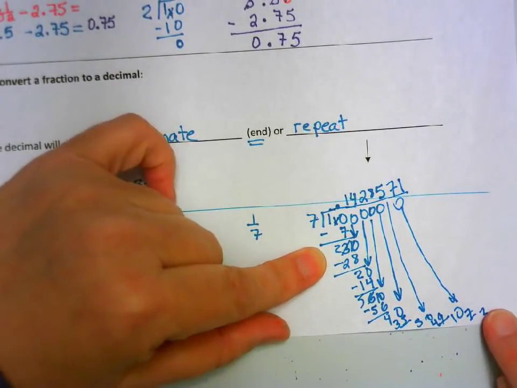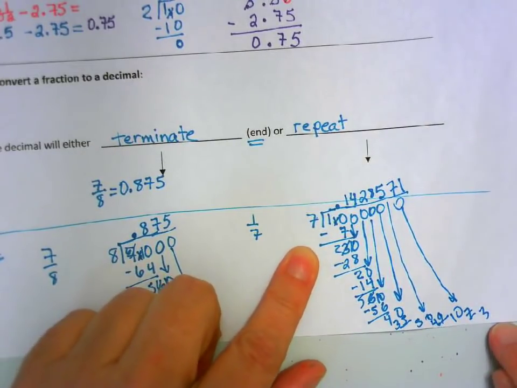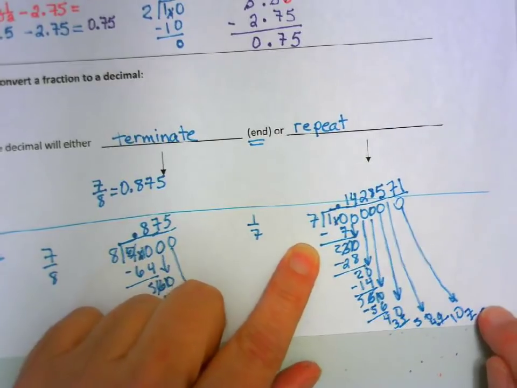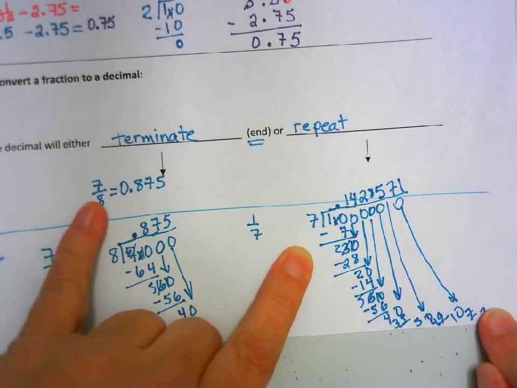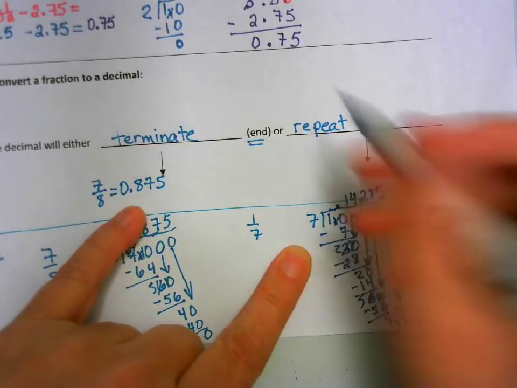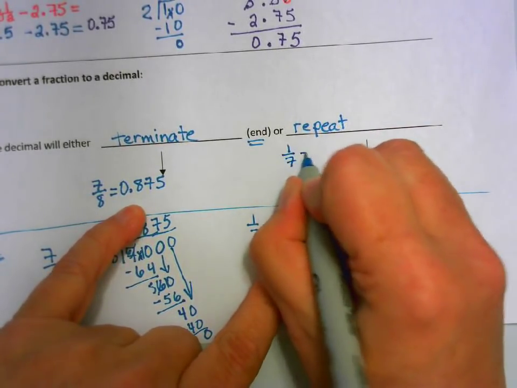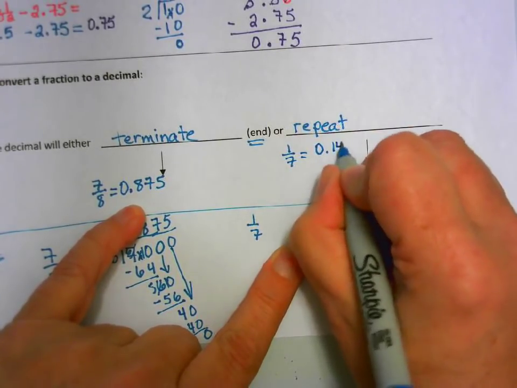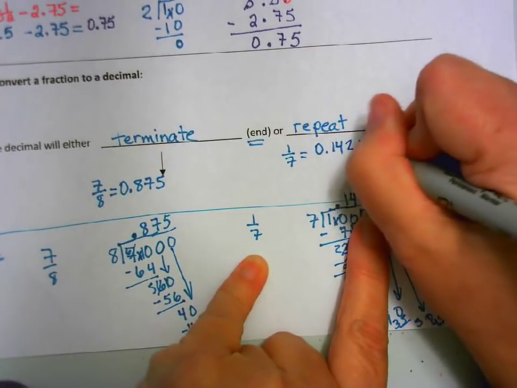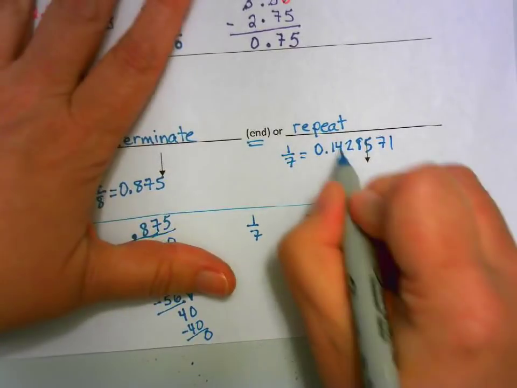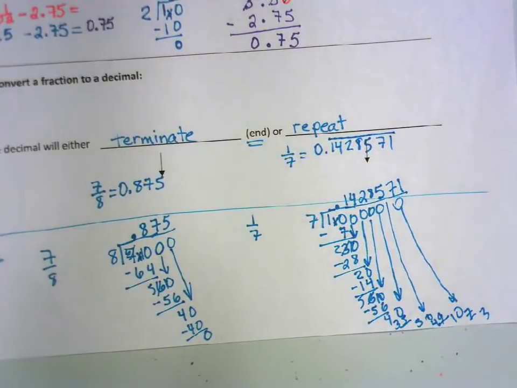Now, I really should go through the whole pattern and let you see that it does in fact repeat. But here is my answer. Here is my repeating decimal. 1/7 is equal to 0.1428571. And that whole thing repeats over and over again.